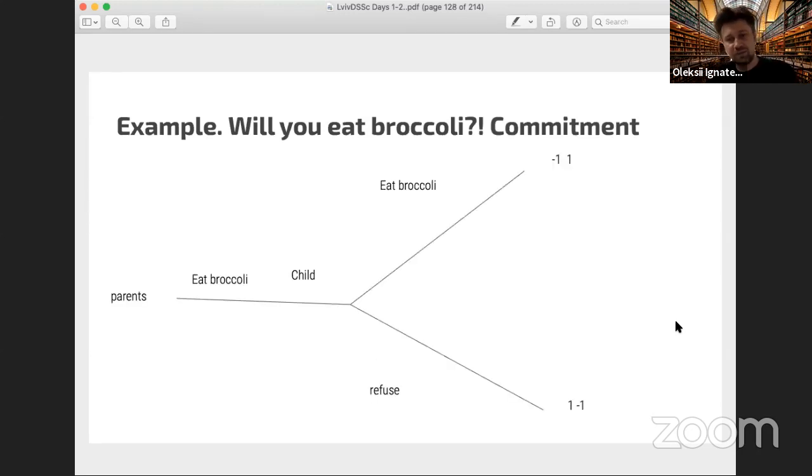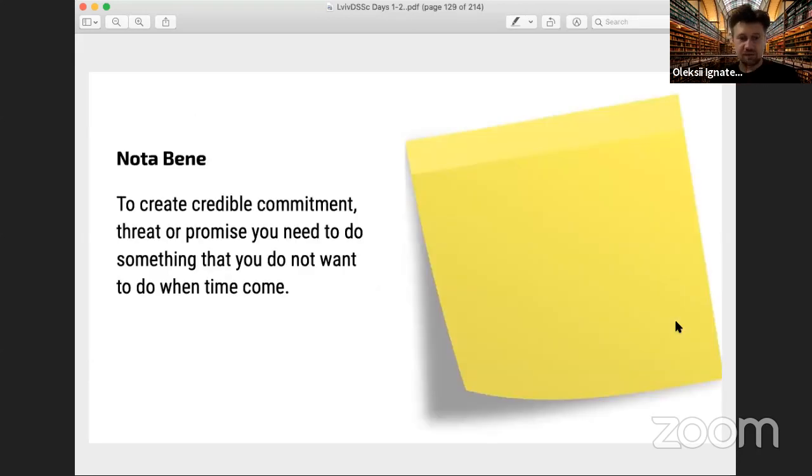And a commitment here can be like parents make a commitment to eat broccoli every day in any situation. Whether the child eats broccoli or refuses broccoli, the parents eat broccoli every day, and this is a commitment. And maybe it can change the strategic outcome. So to create a credible commitment, threat, or promise, you need to do something that you do not want to do when the time comes. This is a principle.